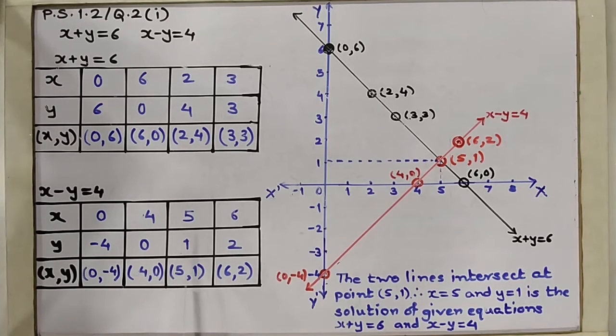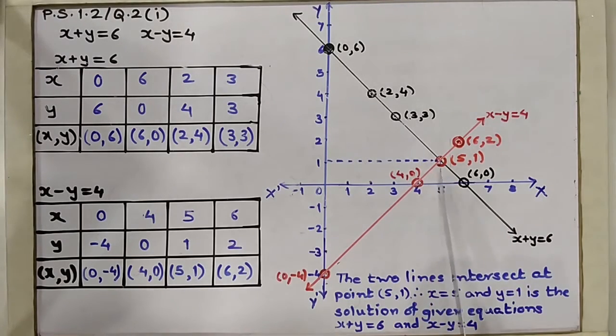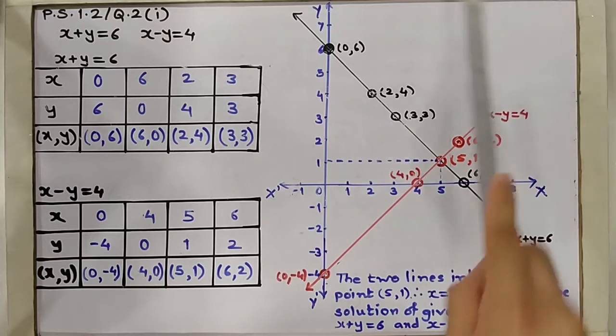Third point is 5 comma 1. X coordinate is 5 and y coordinate is 1. As both coordinates are positive, the point is going to lie in the first quadrant. So you got the point over here as 5 comma 1. Fourth point is 6 comma 2. X coordinate is 6 and y coordinate is 2. Again both are positive, so they will lie in the first quadrant.